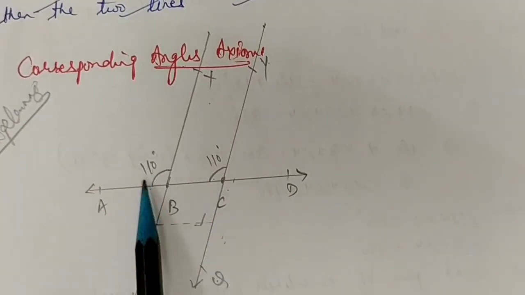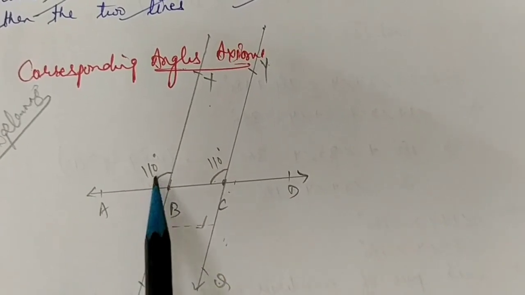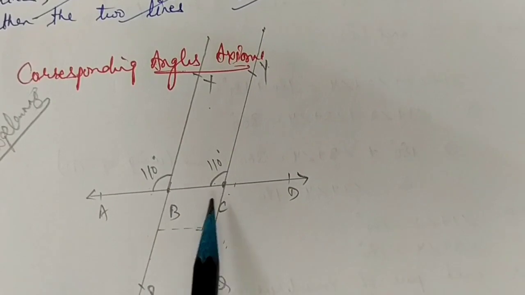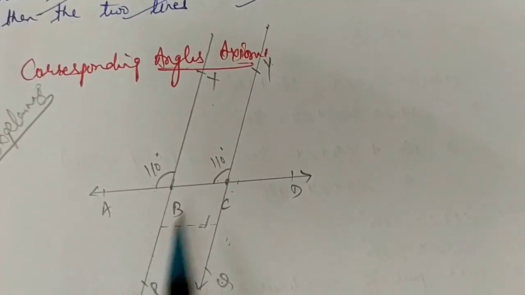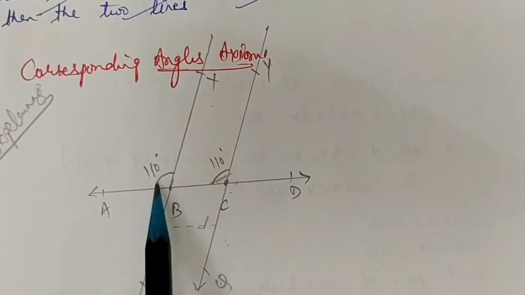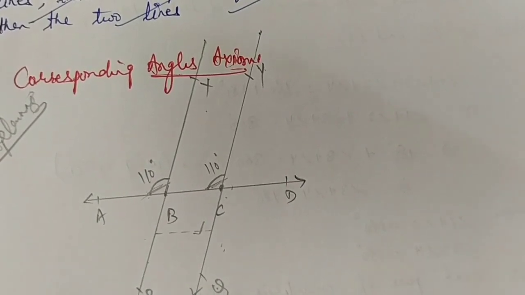So when the angles are equal, I have proved the converse of the axiom, that when the angles are equal, the lines on which these angles are drawn, the corresponding angles are equal, then the lines are parallel. Okay, similarly you can say that जब parallel lines होंगी तो ये वाले जो corresponding angles होंगे ये हमेशा आपके equal होंगे. So this is the axiom of corresponding angles.